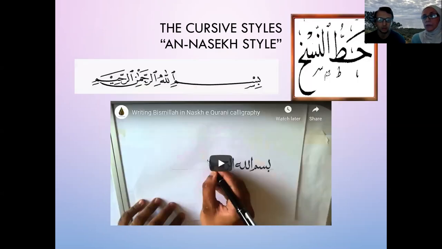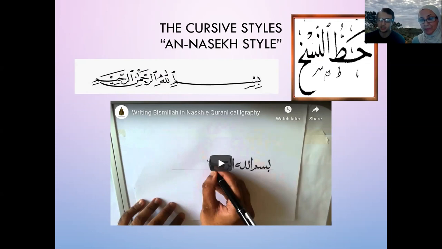So now I think you can introduce each style of handwriting, the different cursive styles. So what's the first one? The first cursive style I will introduce is called the Nesakh style. This style's name means copying. It was developed in the 10th century. I really like this style. It looks very nice.